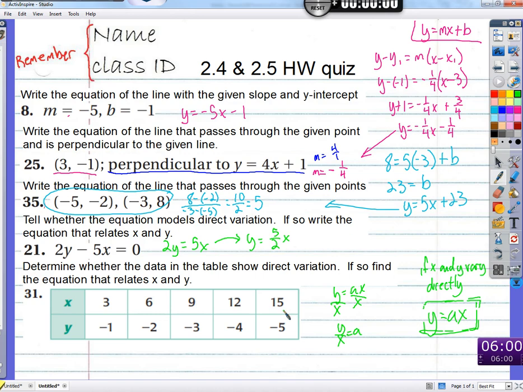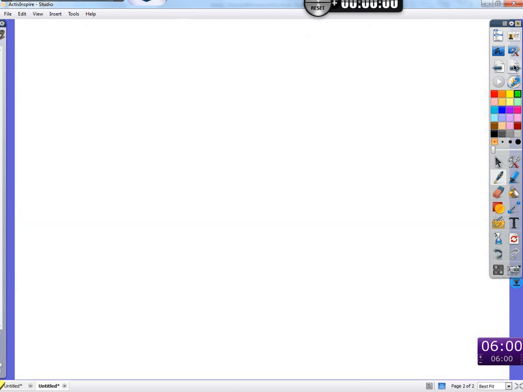Okay. Any questions from any part of the homework whatsoever? Yes, Abby. Number 50 on 2.4. Which one? Wait, number 50. Look at that. Right there. Okay. You buy a car for $6,500. The monthly cost of owning the car, including insurance, fuel, maintenance, and taxes, averages $350. Write an equation that models the total cost of buying and owning a car.